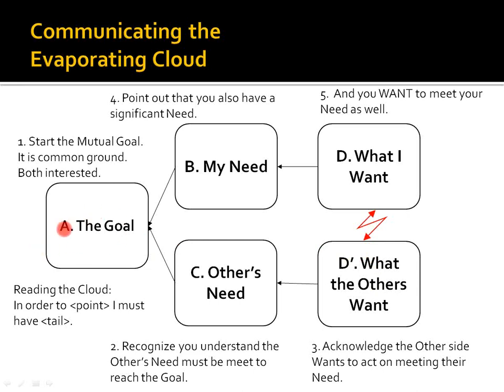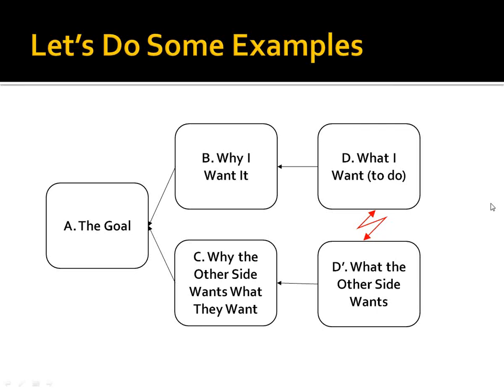So in order to do this goal, I need to meet this need. In order to meet that need, I want to take this action. In order to meet this goal, we also need to meet this need. In order to meet this need, we need to take this action, and we can't do both of these things. So we read it from A to D, the other direction. All right.